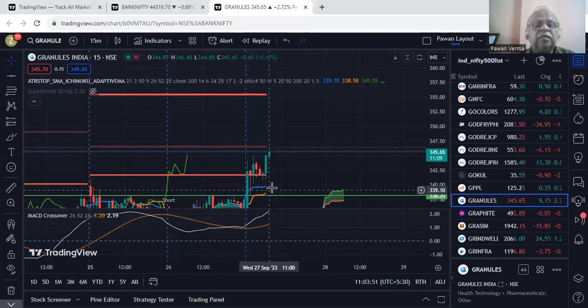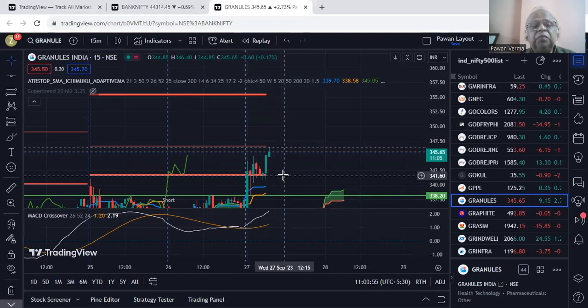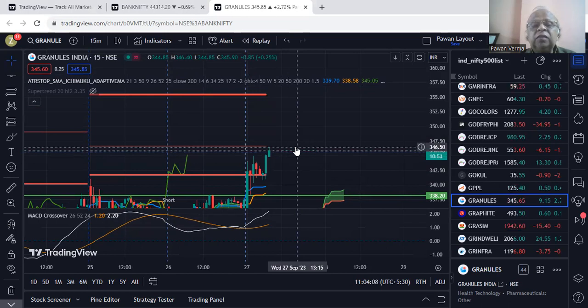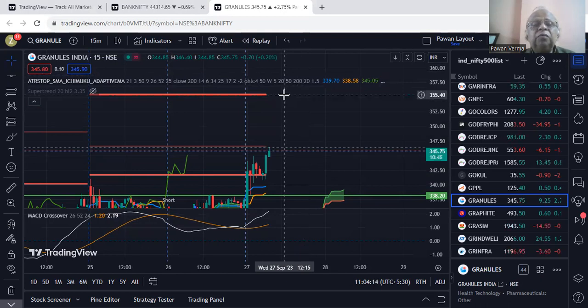And the target is very clear, which is the pivot which we are using here, that weekly pivot. And the target is 341.70, first target. Second target is 346.50 and 355.4. These are the three targets.